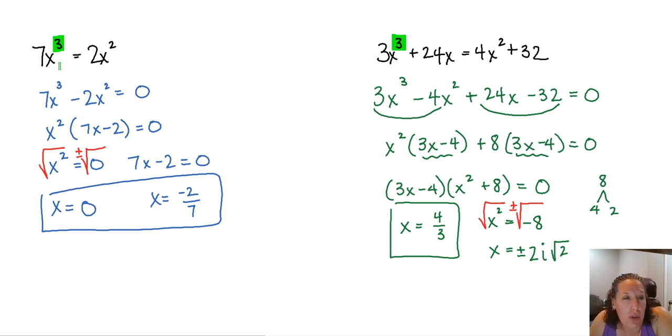On the first example that we did, it also has a biggest power of x equal to 3. And for the 3 solutions that we get, remember we had a plus or minus here. So technically we've got 0 listed twice. Later on, we're going to call that multiplicity. And so we technically have 0, 0, and our 2/7.